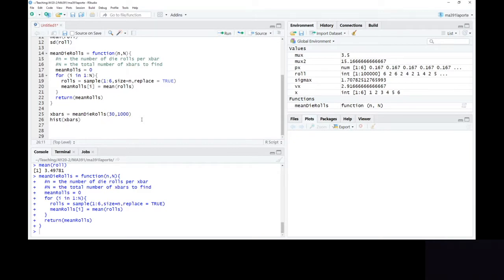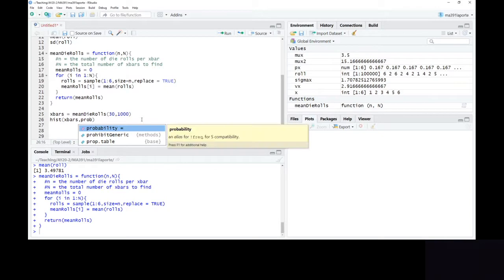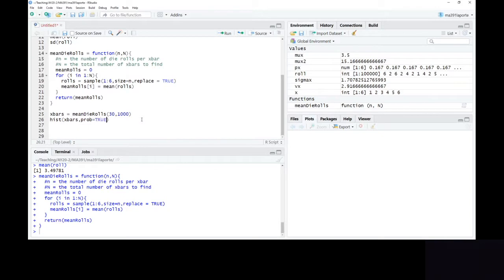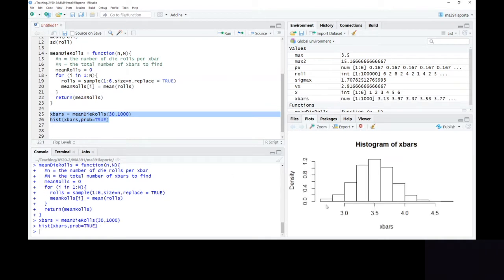And if you want it, it'll be frequency unless you tell it probability is equal to true. Again, make sure that it's all capital letters when you type TRUE. And then, okay, so let's see what this thing looks like. Control enter. And we get a histogram.